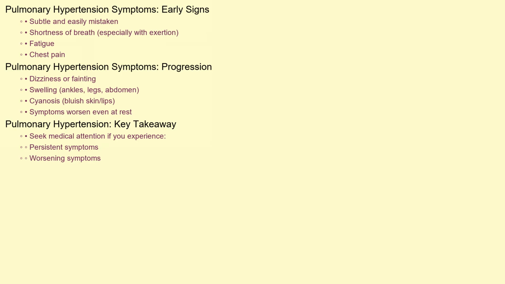The symptoms of pulmonary hypertension can be subtle at first and may be easily mistaken for other conditions. The most common symptom is shortness of breath, especially during exercise or exertion. Other symptoms include fatigue, chest pain, dizziness or fainting, swelling in the ankles, legs, or abdomen, and a bluish tint to the skin or lips, known as cyanosis. As the disease progresses, these symptoms may become more severe and occur even at rest. It's crucial to seek medical attention if you experience these symptoms, especially if they are persistent or worsening.